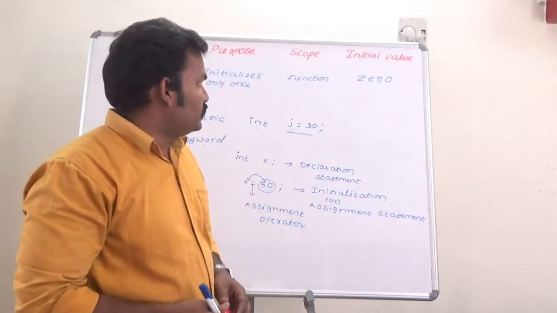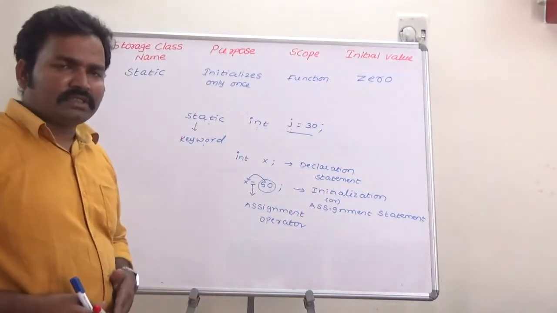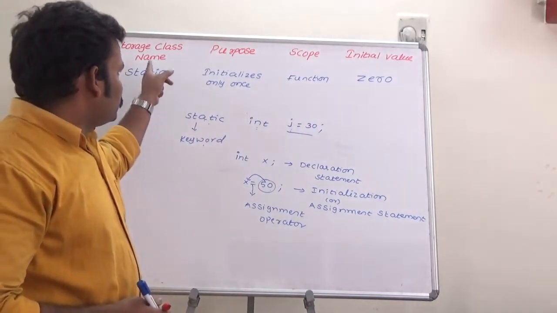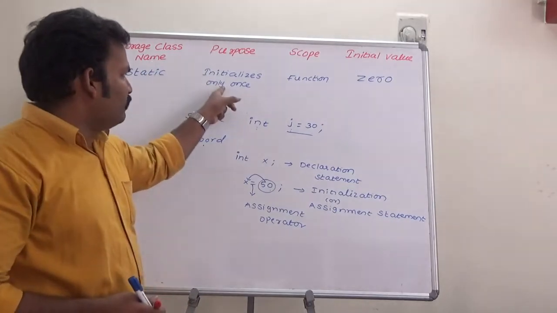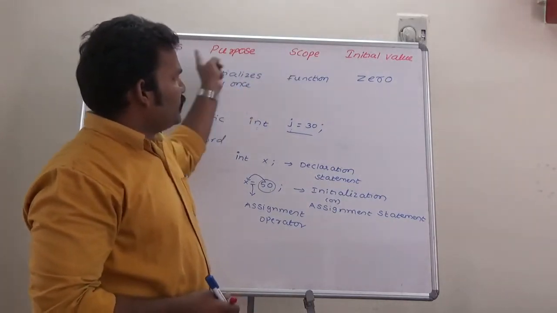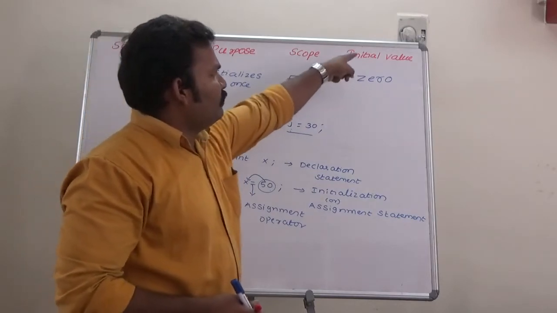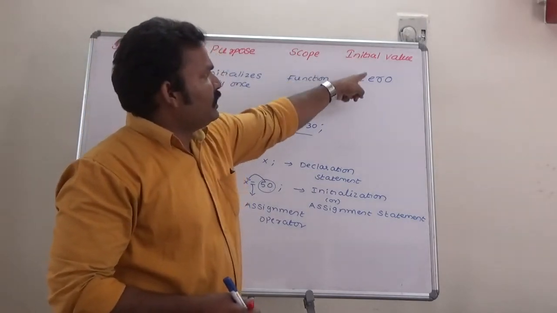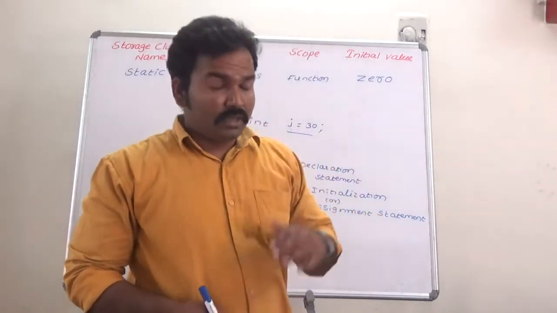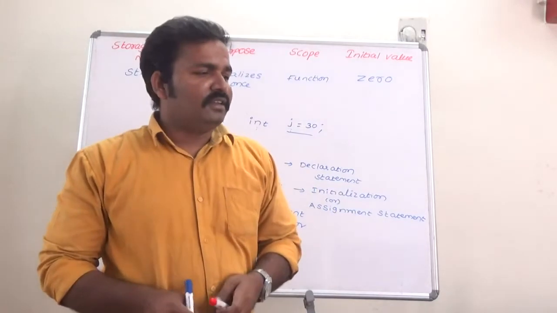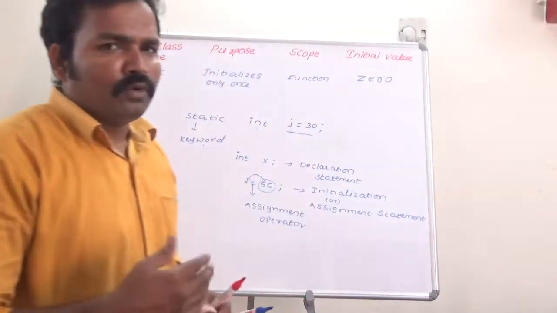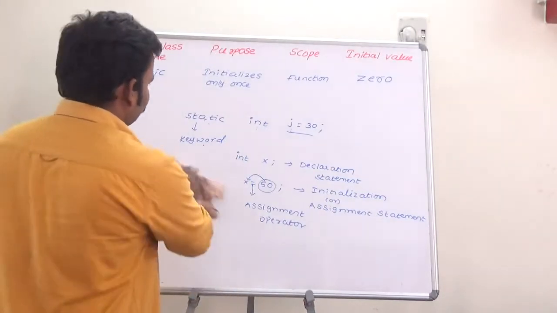So this is about the static storage class. A static variable is initialized only once. The scope of a static variable is limited to the function only. When no data is given to a static variable, it is automatically initialized to 0. Now I will explain one program so that you can easily understand.